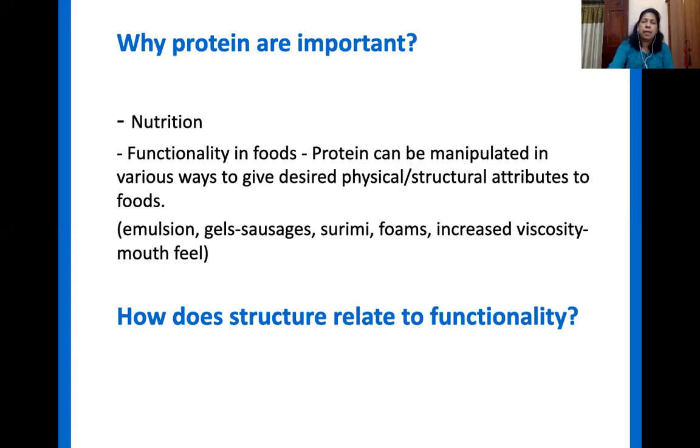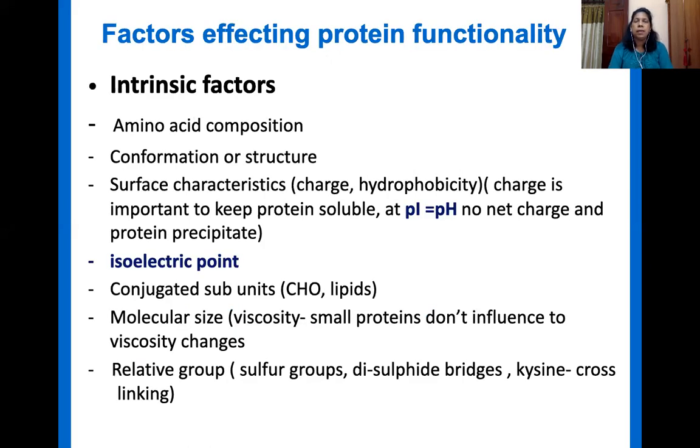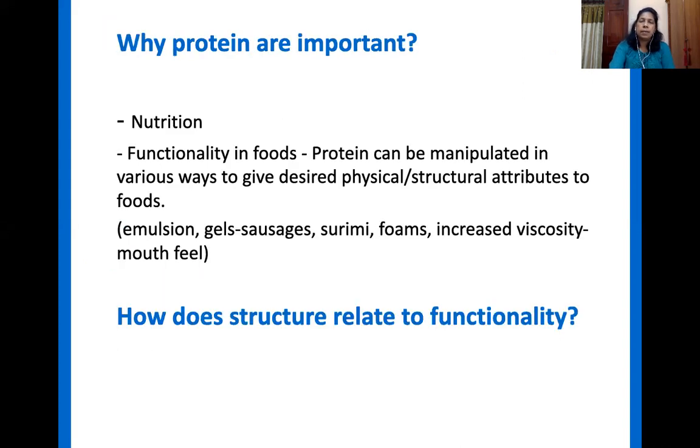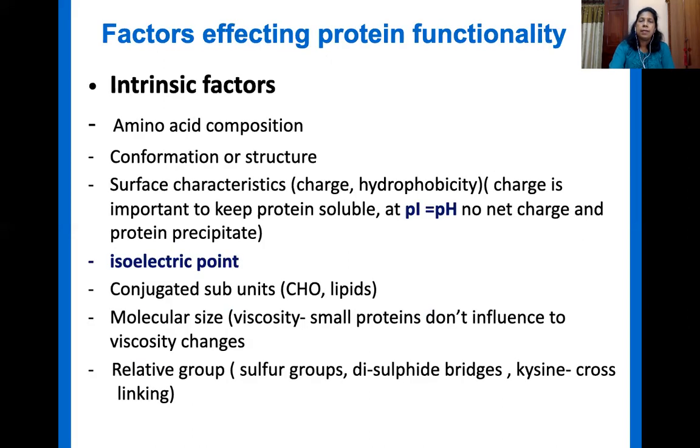So how does structure relate to functionality? Now we are going to talk about how the structure of the protein relates to the functionality. When we talk about structures, there are 4 types: primary, secondary, tertiary, and quaternary. The quaternary is a 3D structure, and it supports a lot in different situations. Then the structure relates to the function, and the structure of the protein can be changed by changing 2 types of things.